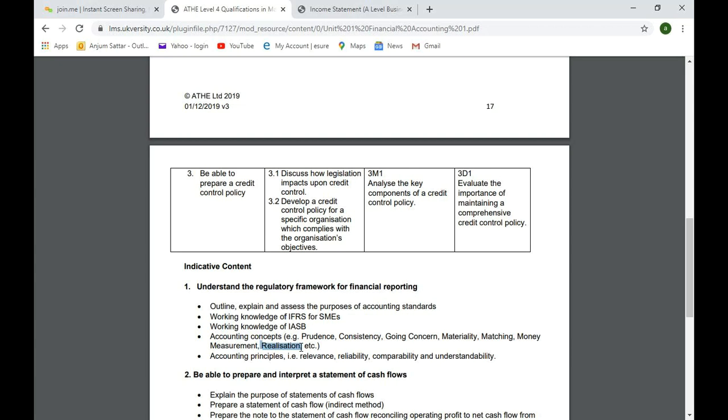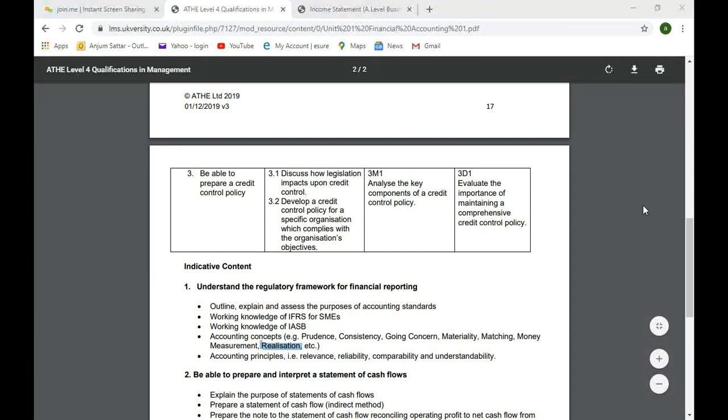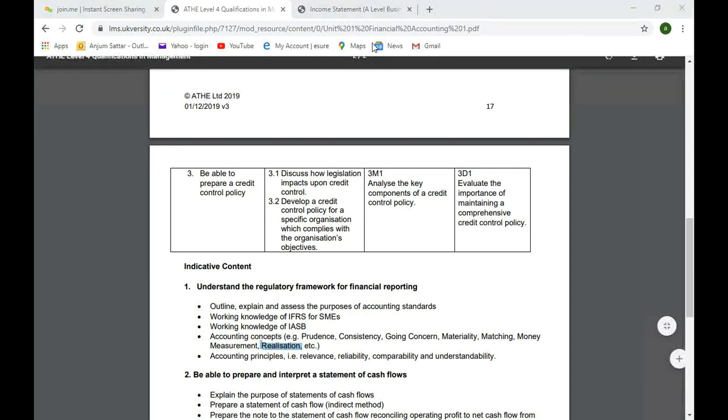Okay, accounting principles. Relevance means all the relevant information should be recorded in the financial statements. Reliability: yes, we need to be able to rely on the financial statements. How reliable they are, comparability, and understandability, we'll all discuss in today's lesson. Does anybody have any questions?